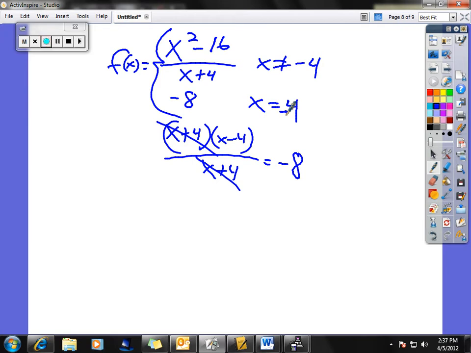So the one that you're given is the first one, and you're just figuring out the y value you need to fill in that hole, which is what you would get when you factor and cancel and then plug in that x.